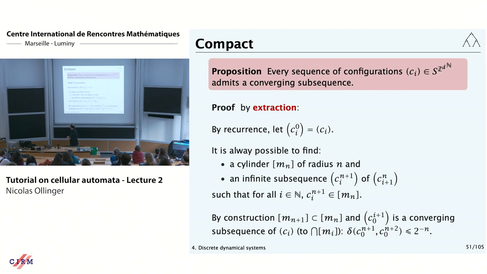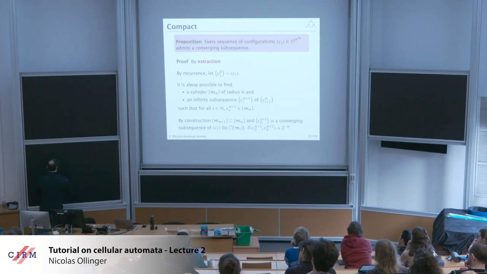So you have a sequence of configurations. I will do it in 2D because it's more visual. So I have two-dimensional configurations there, centered on zero. I have my infinite sequence of configurations. I put them in front of each other. And I look at a finite window in the center, a window of radius R.